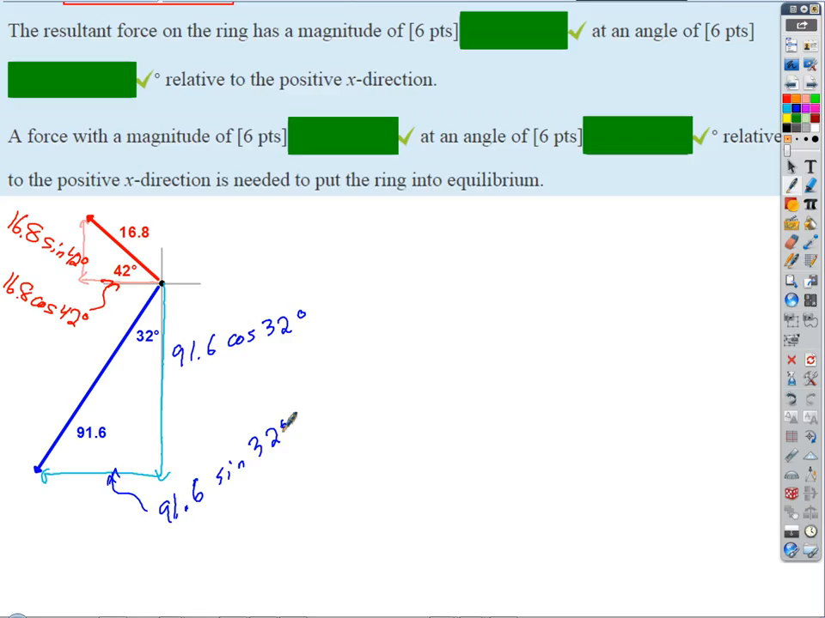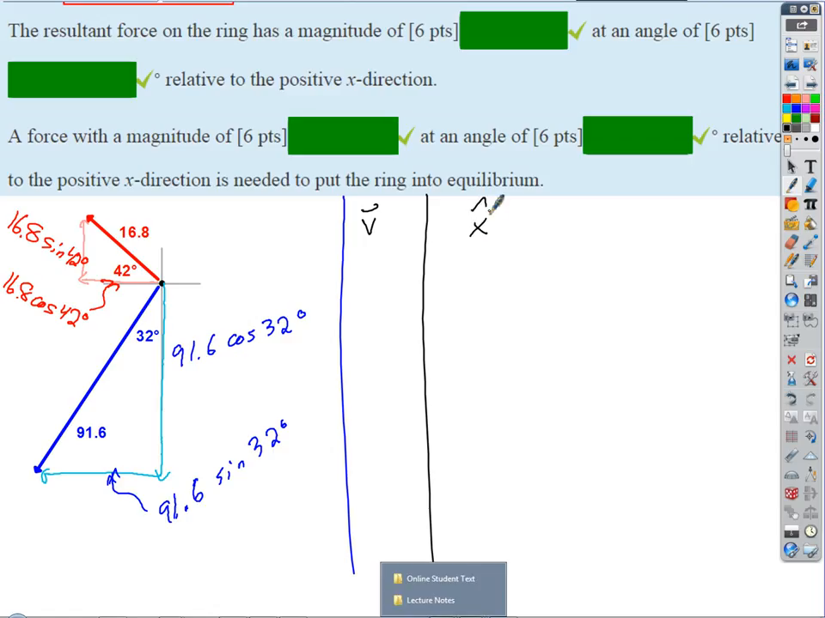Just make a little table, right? That's all we're doing here, just like we did back in chapter, I don't know, 4 or something. Remember we did a lot of this vector resolution stuff. And so we've got the vector column, the x component column, and the y component column.